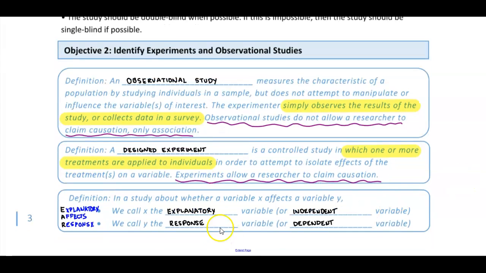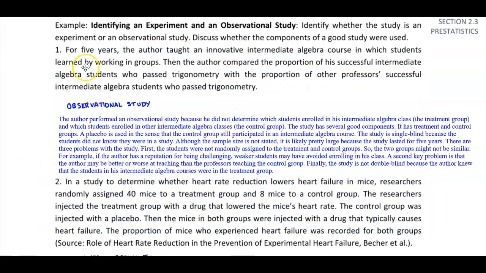Now, in a study about whether a variable X affects a variable Y, we call X the explanatory variable or independent variable. We call Y the response variable or the dependent variable. And a great way to remember this is that explanatory affects the response.